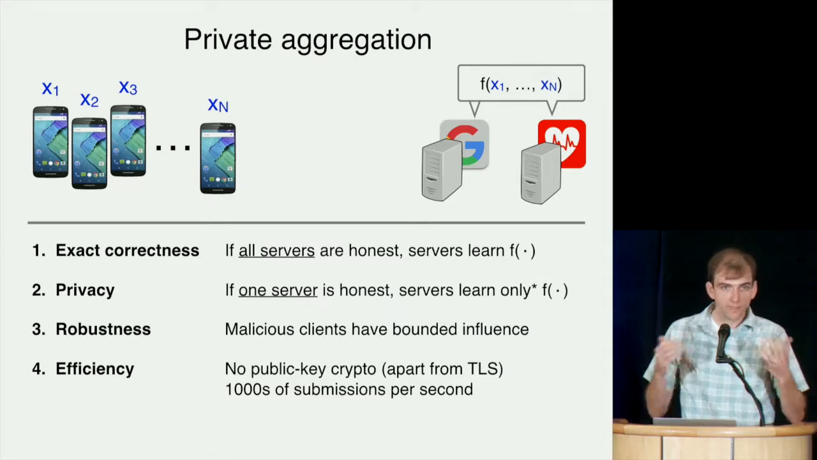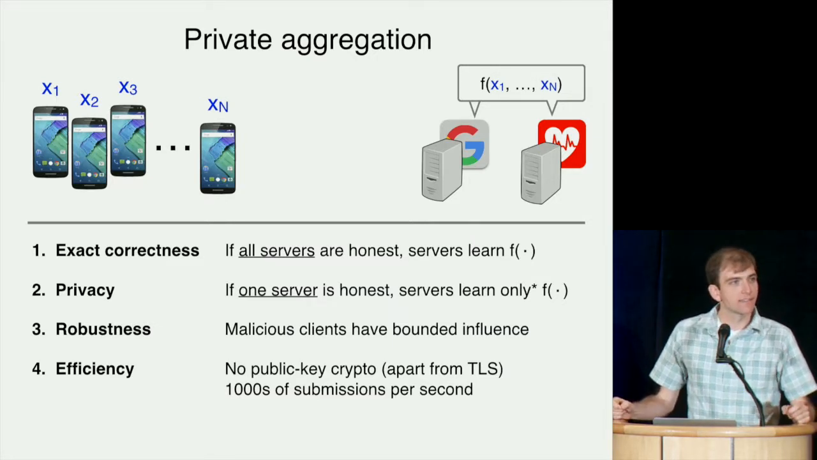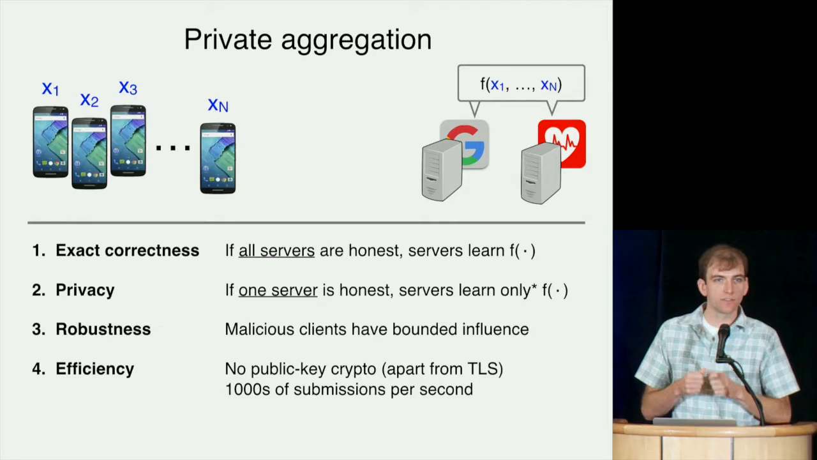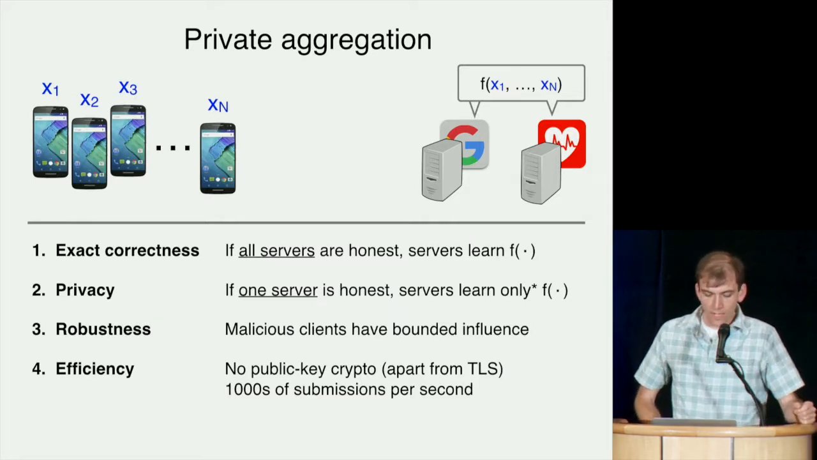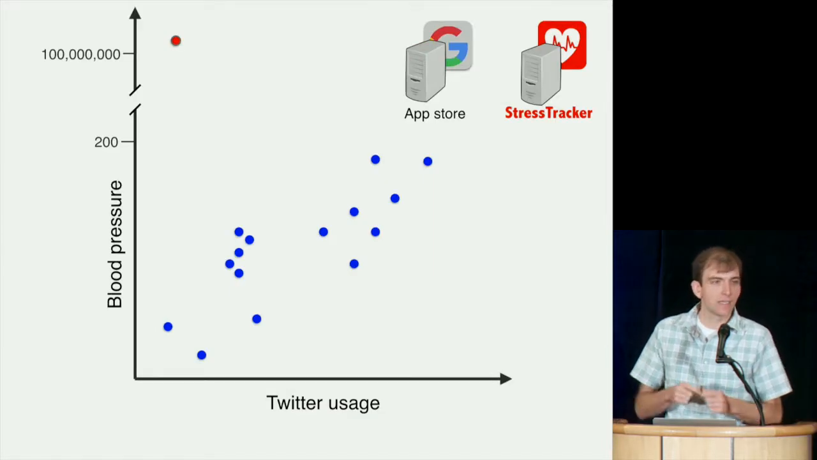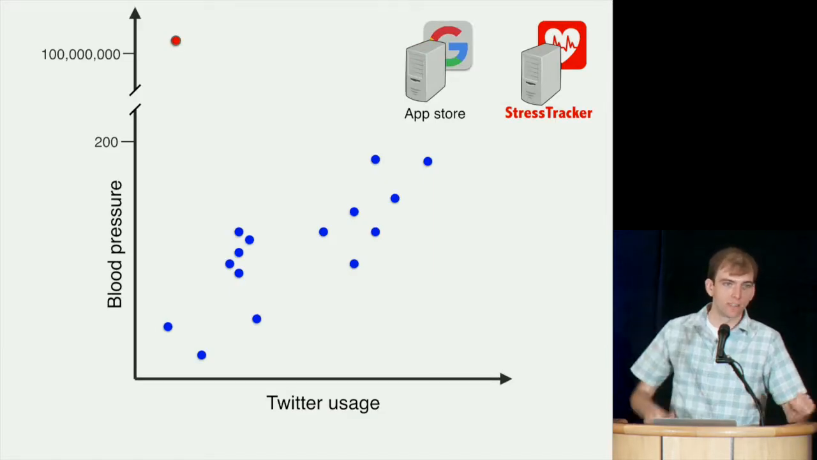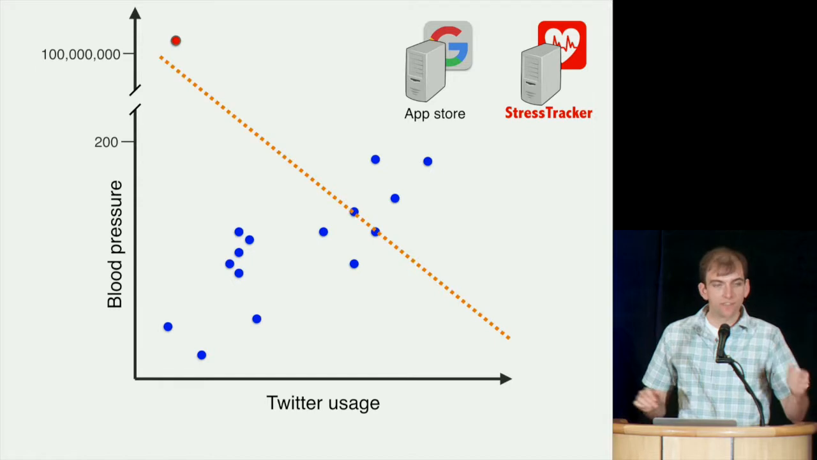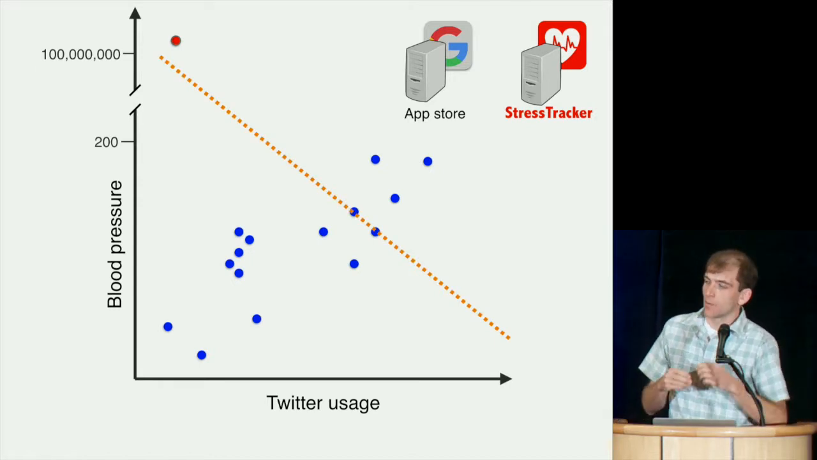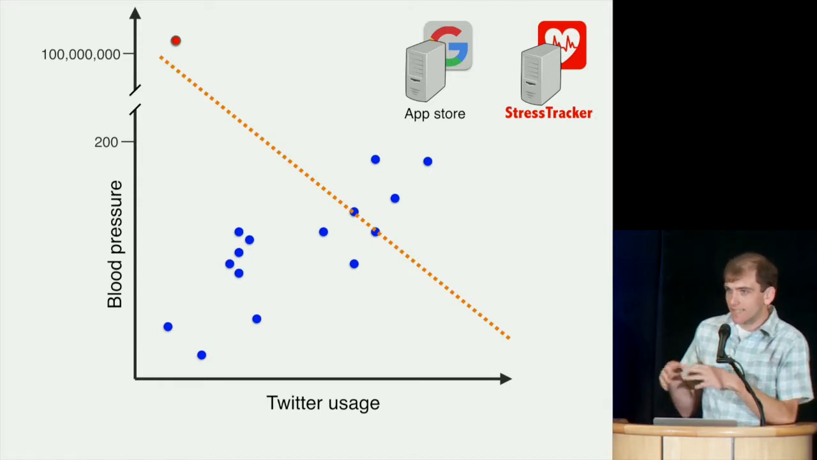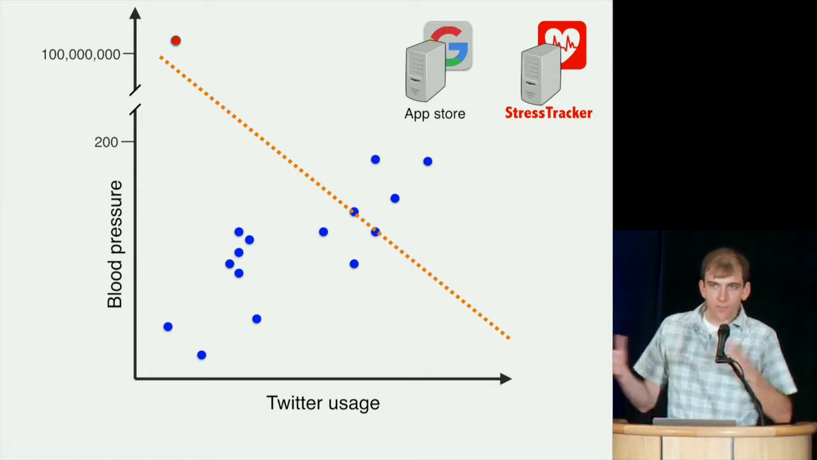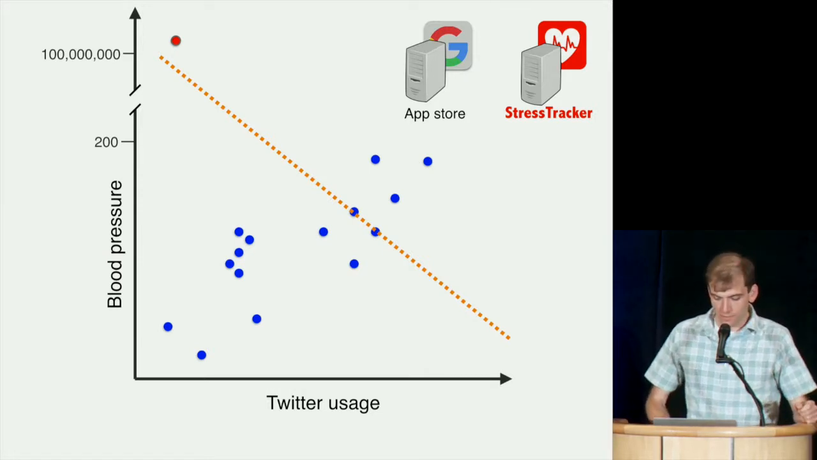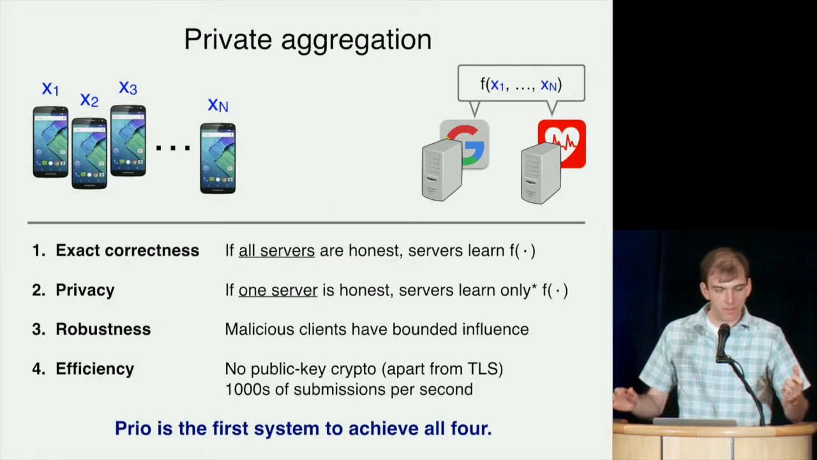It should be robust against malicious clients in the sense that one bad client shouldn't be able to totally screw up the computation of the aggregate. Just to show what I mean here, think about a client that sends a blood pressure reading that's way off the charts in an attempt to skew the aggregate statistic. We'd like to protect the system against these bad clients so that we can still get good numbers out even if a few of the clients do the wrong thing. So that's what I mean by robustness.